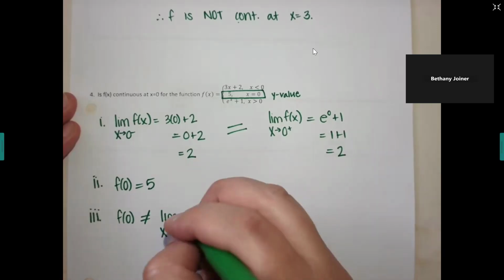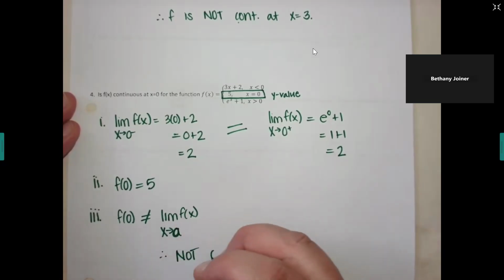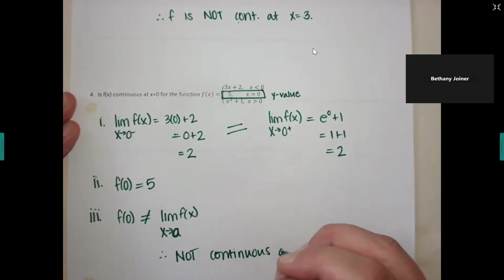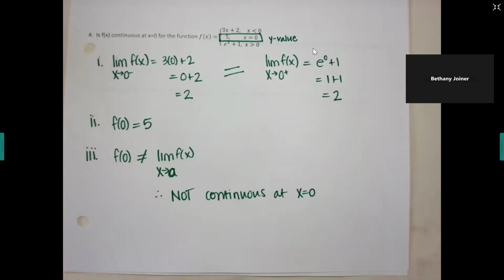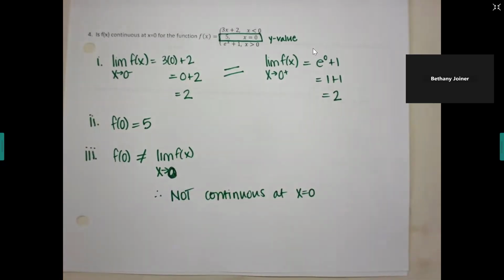Oops, 0. Therefore, not continuous at x equals 0. Also be very careful. This should be a 0. Mine looks like an A because I wrote an A. I'm not trying to fix it, but it's a 0. It has to be the specific number you're checking. All right, turn the page. You're doing great.